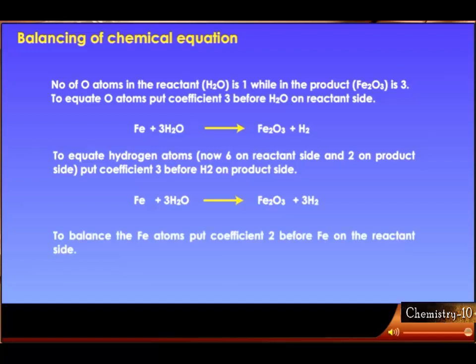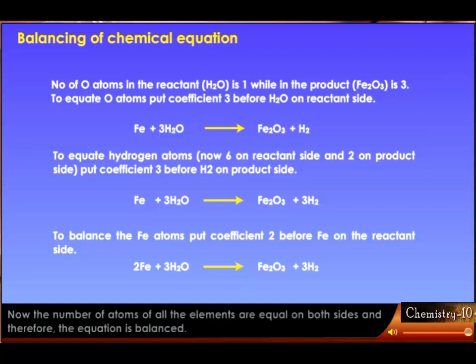To balance the Fe atoms, put coefficient 2 before Fe on the reactant side: 2Fe + 3H2O → Fe2O3 + 3H2. Now the number of atoms of all the elements are equal on both sides, and therefore the equation is balanced.